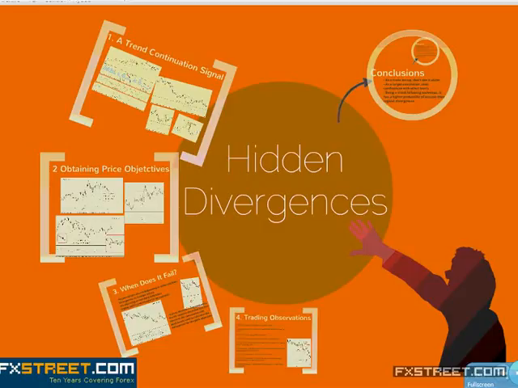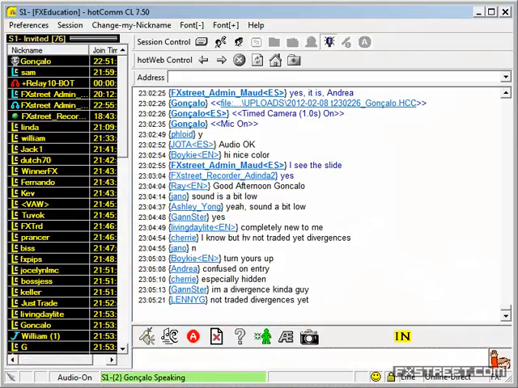Let me start by asking you if you are familiar with this type of setup, and if yes, if you encounter any difficulties in trading hidden divergences or divergences, generally speaking. Okay, one person says completely new, not traded yet, divergences. Okay, so that's especially hidden. Confused on entry, yeah.